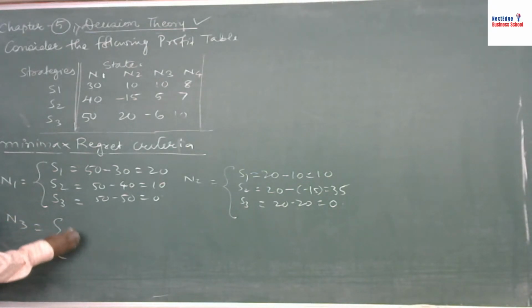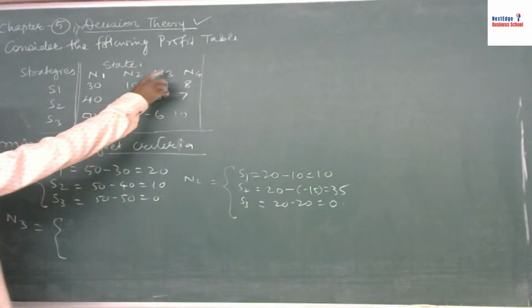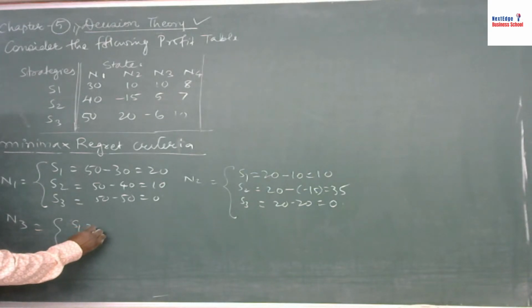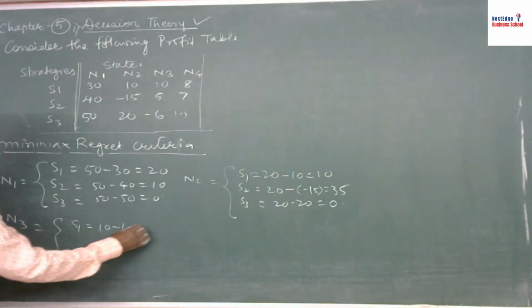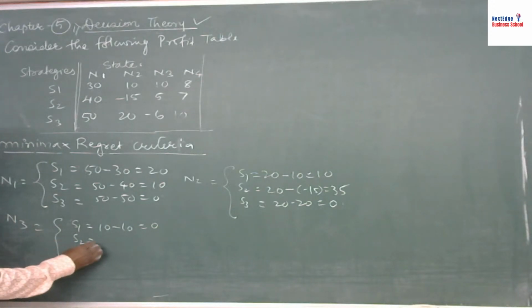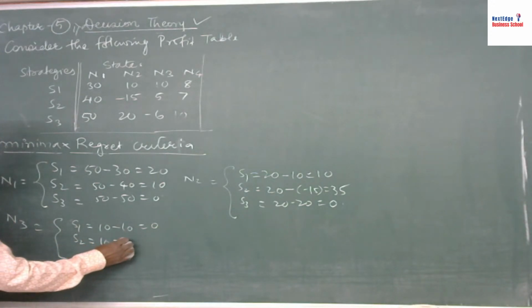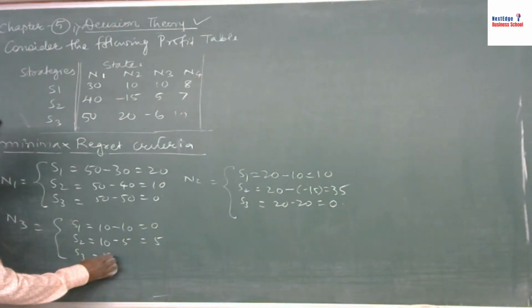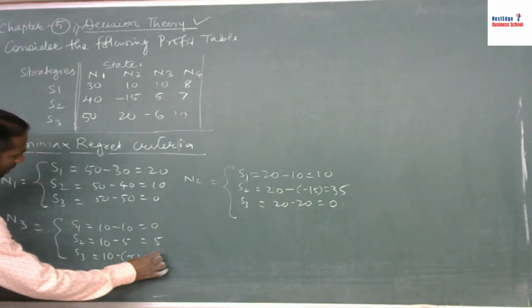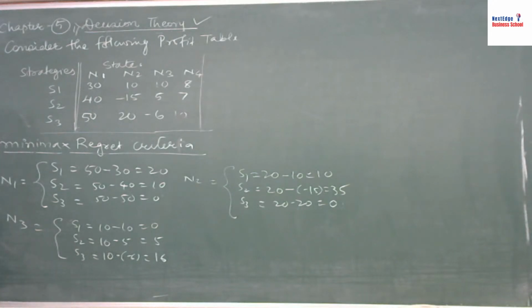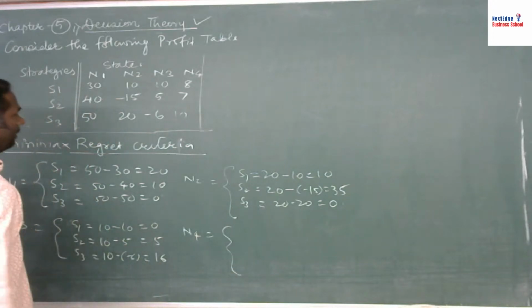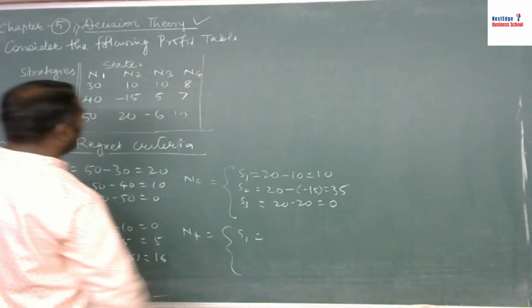N3, so S1 के लिए देखो इसमें मैक्सिमम वैल्यू क्या है 10 है, so for S1 10 माइनस 10 मतलब 0 आएगा रिग्रेट इसका. S2 is equal to देखो 10 माइनस S2 कितना है 5 है, तो 5 का रिग्रेट है ना, आया ना. S3 आपका कितना है 10 माइनस 6 मतलब 16 का रिग्रेट है, right. So likewise do it for N4 as well. So again S1, what is the maximum value in N4?